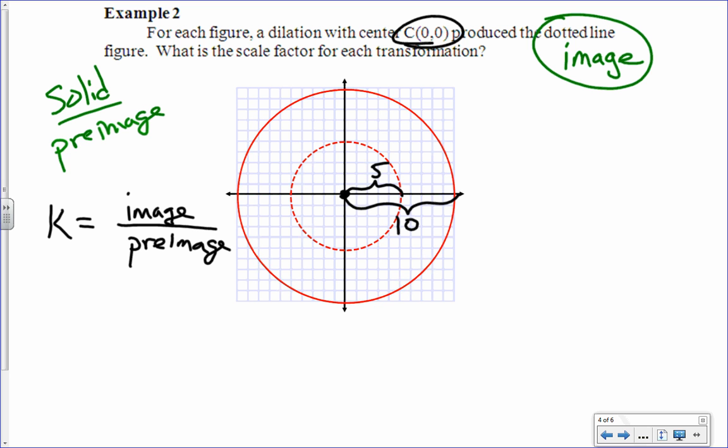Which number goes where? Well, K equals something over something. So either it's 5 over 10 or 10 over 5. It's hard to tell. That's why we have image over pre-image. So the image is the one that got created, which is the dotted line. So that goes on top over the pre-image, which was the solid one, which is where we started, which is 10. So our scale factor for this one is 1/2.